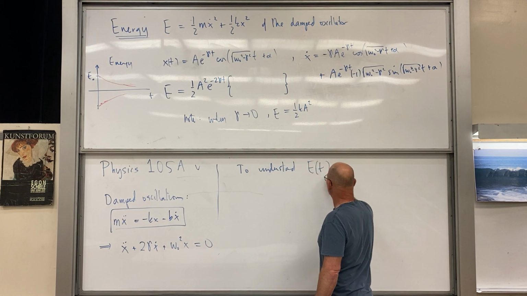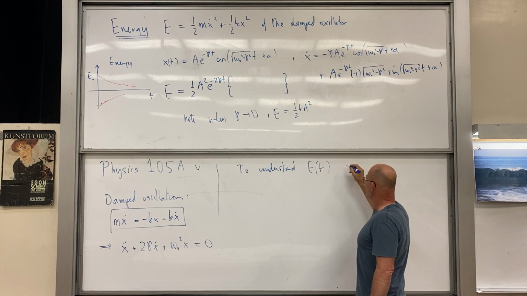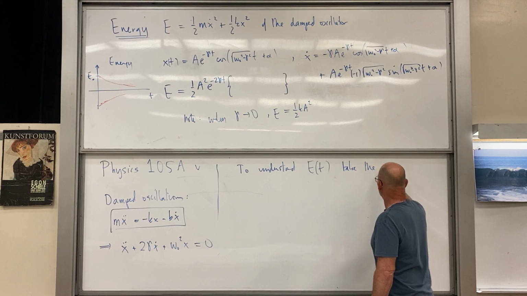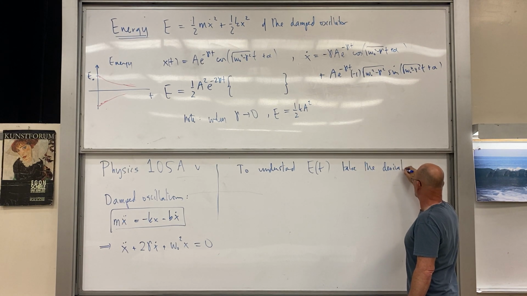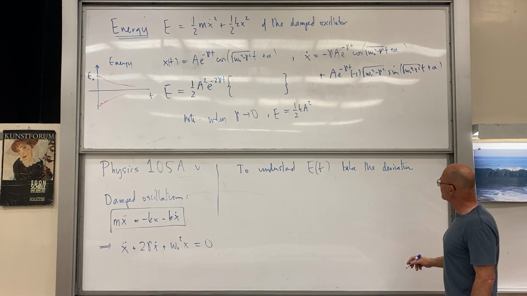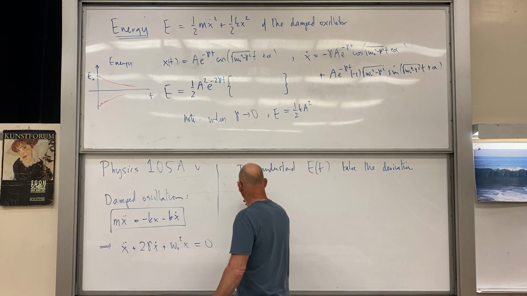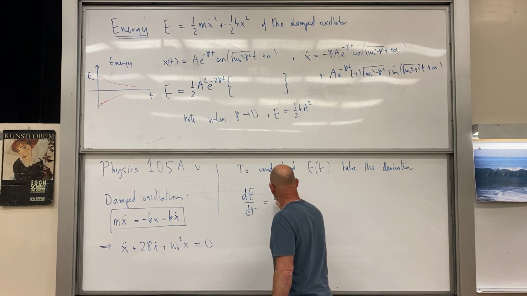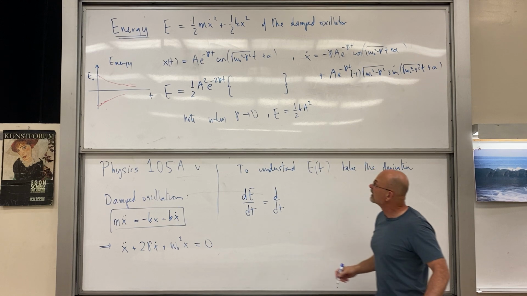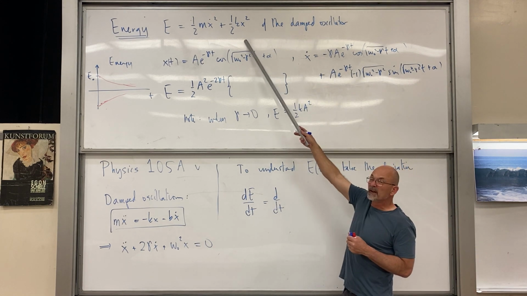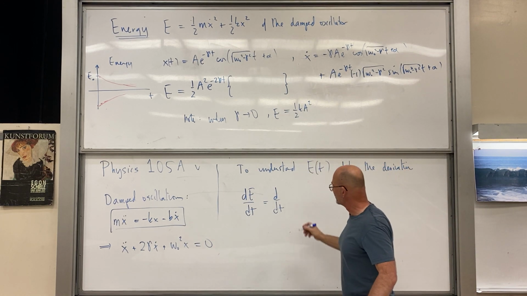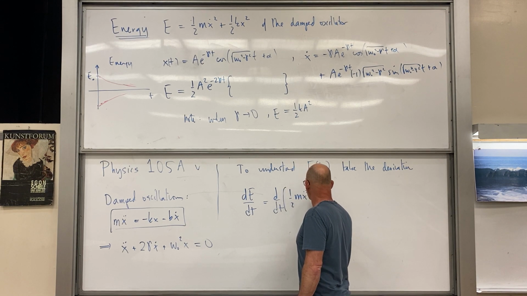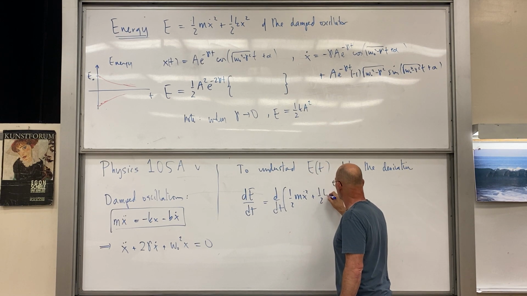E of t, take the derivative. So what is dE/dt? That's the time derivative of the energy, the time derivative of that energy up there, of 1/2 m x dot squared plus 1/2 kx squared.